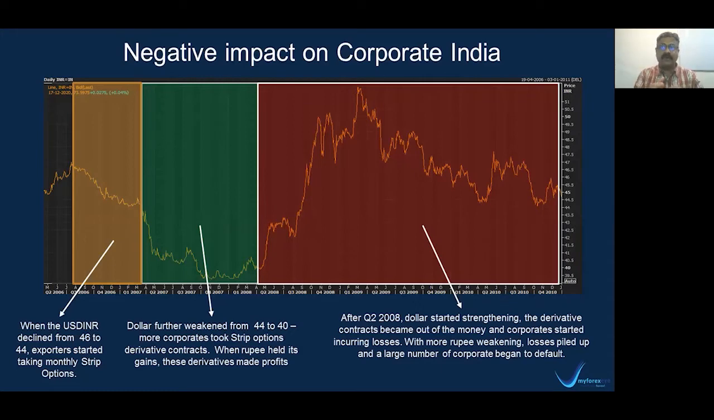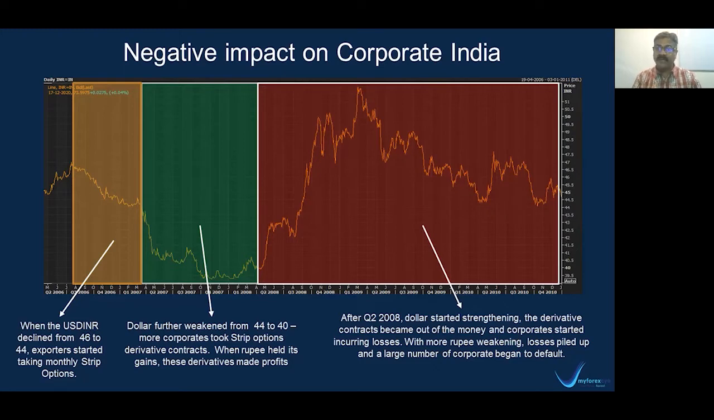As I said before, these options were designed to protect exporters when the rupee gained. So as and when the rupee was gaining in this green part, all the corporates who took these derivatives made money. Now the pain started in the red part, after quarter two 2008, when the rupee started weakening.